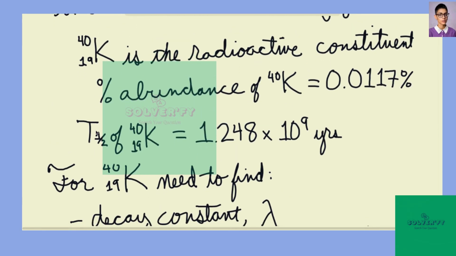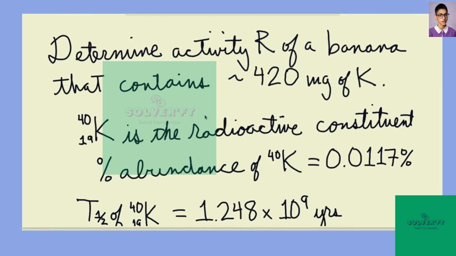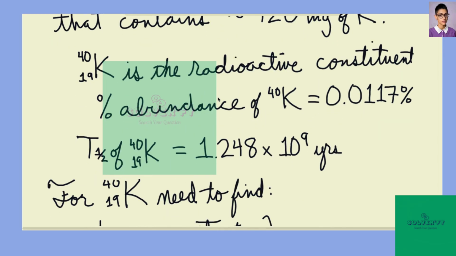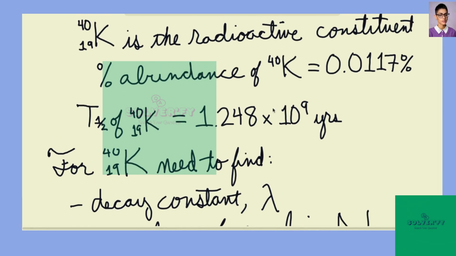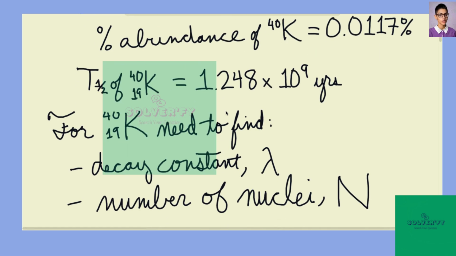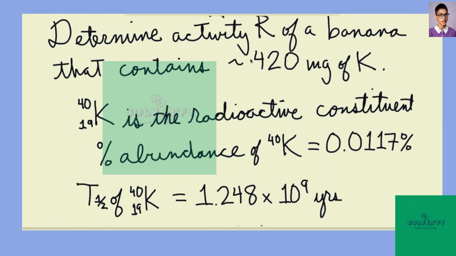The half-life of potassium-40 is 1.248 times 10 to the ninth years. So in order to find the radioactivity of the banana, we will need to first find the decay constant given this half-life. We will also need to find the number of nuclei of the potassium-40 isotope that's present in 420 milligrams.